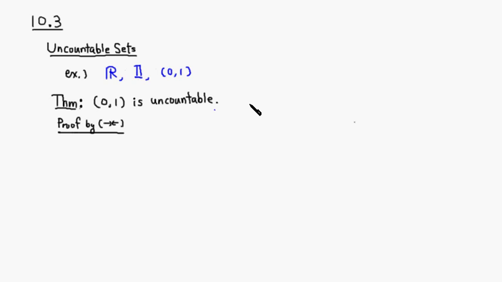Let's prove by contradiction. Let's assume that it is countable. So assume that the open interval from 0 to 1 is countable. What does that mean? So it's definitely an infinite set. So if it's countable, then it has to be denumerable. So this set must be a denumerable set.